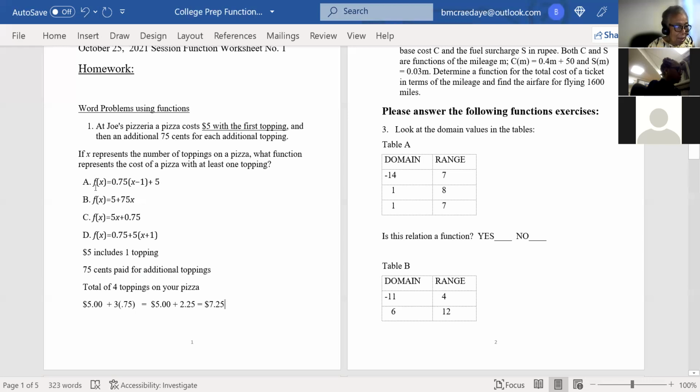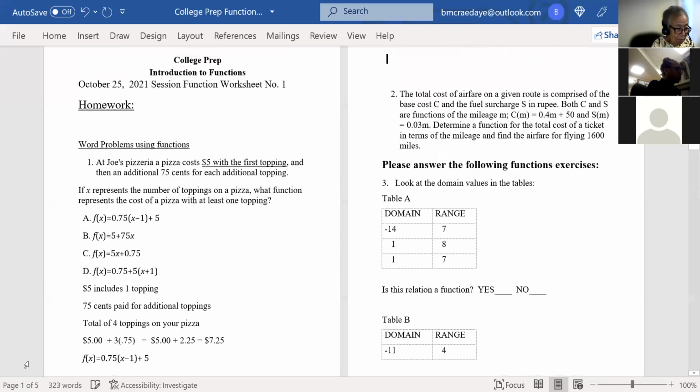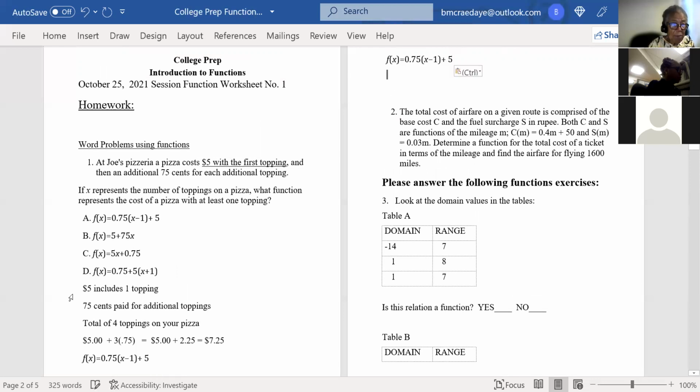See, and notice how we got that. We got that with this function. Let's just copy that function. All right, let's copy that function there. And if you had 4, let me just copy it over on the other side. Okay.